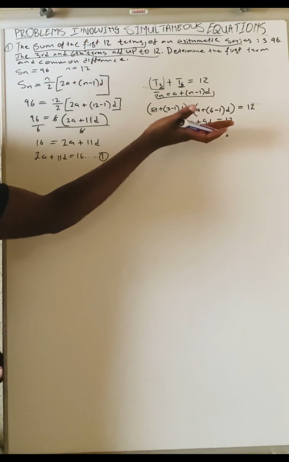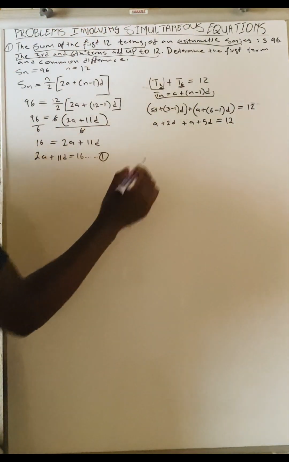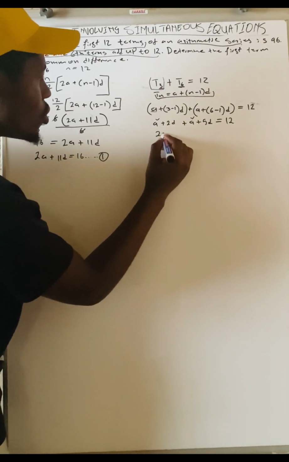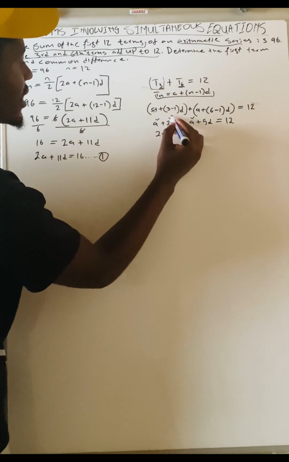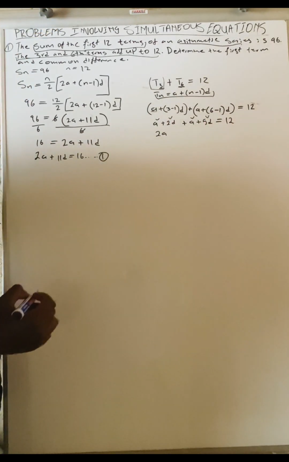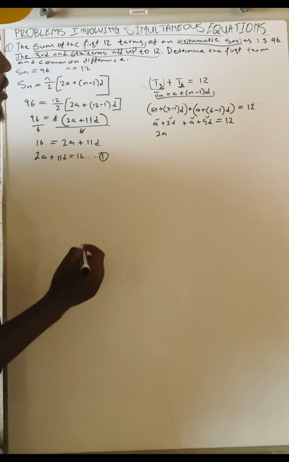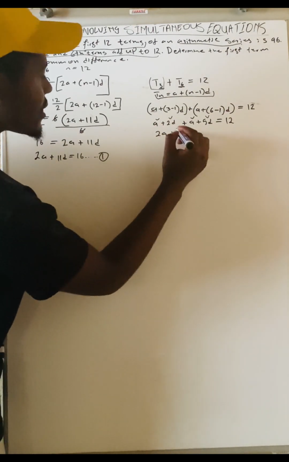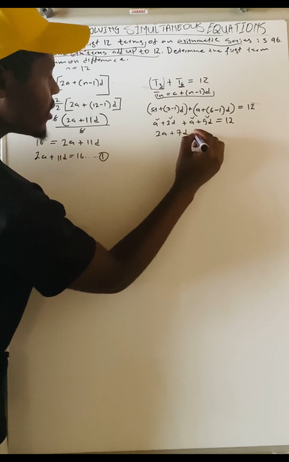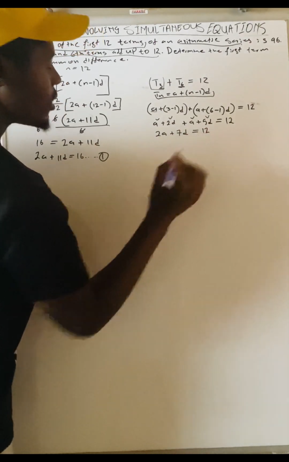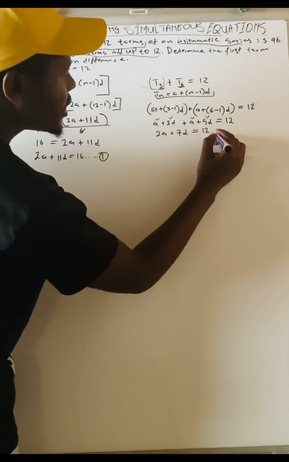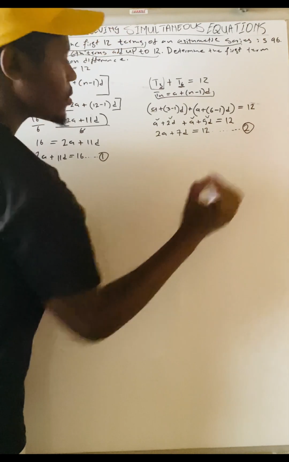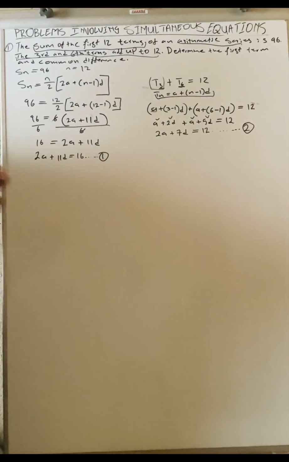Then from here, you add your like terms. This goes with this one, it gives us 2A. Then this goes with this one, it gives us 5 plus 2, 7d, which is equal to 12. Then from here, you can name this one equation 1, and this one your equation 2.